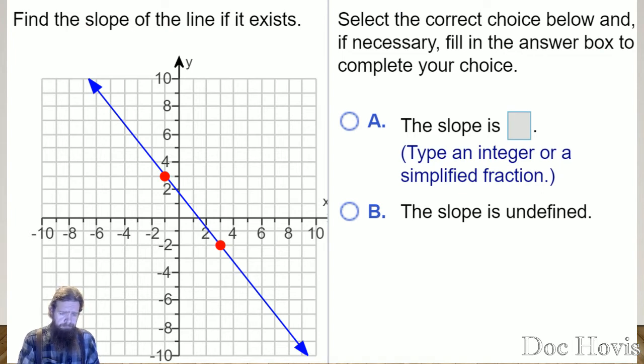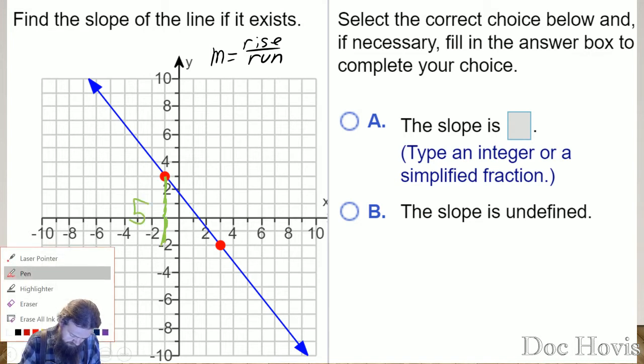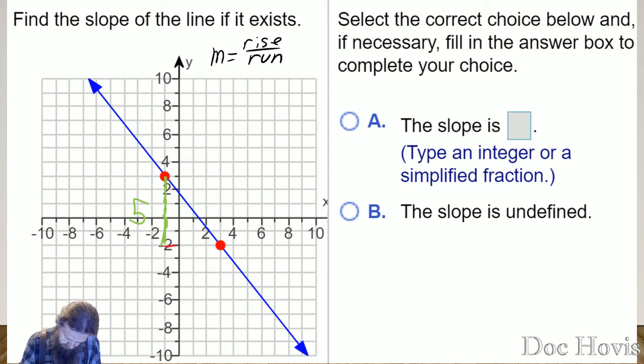Okay. Well, we could use that formula if we wanted to do it the slow way. The other way is to remember what we said. M is equal to rise over run. Okay. All right. So let's take a look at this. Let's look at the rise. So it's 1, 2, 3, 4, 5. That is a 5. Cool. And then this way is 1, 2, 3, 4. It runs 4.